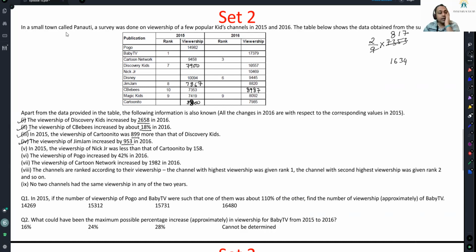In 2015, the viewership of Nick Jr. was less than that of Cartoonito by 158. Cartoonito is 8,800. So Nick Jr. has to be 158 less than that. So 8,642.